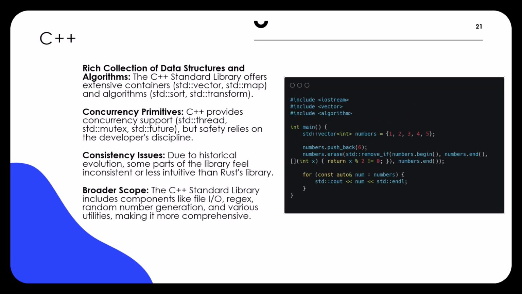The C++ standard library is extensive and includes containers like std::vector, algorithms like std::sort, and concurrency support with std::thread and std::mutex. However, the library has evolved over time, so some parts can feel inconsistent. It covers a lot from file I/O to regex and random number generation, offering more built-in options than Rust.